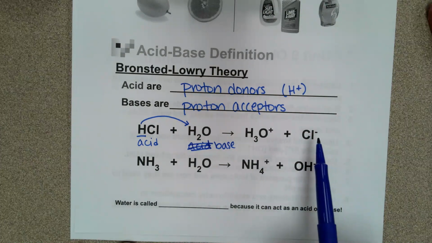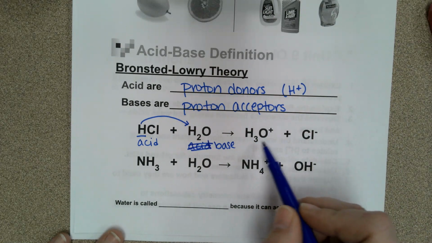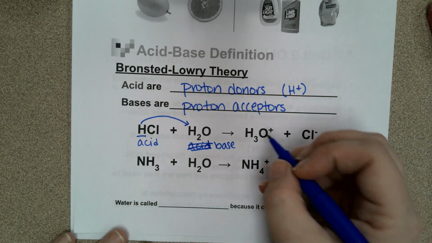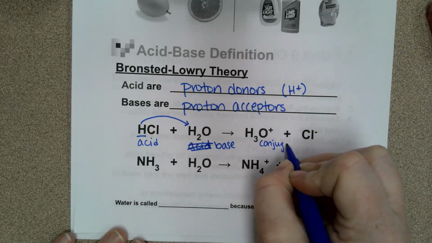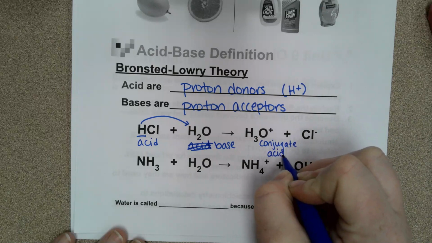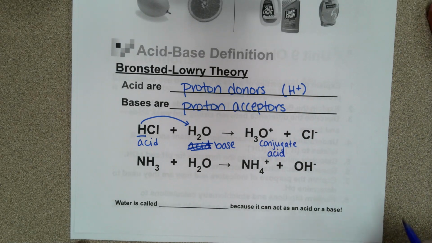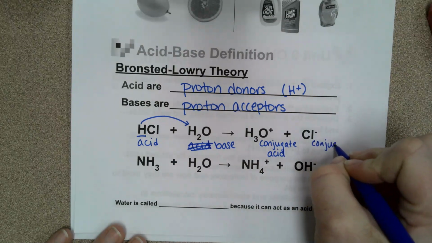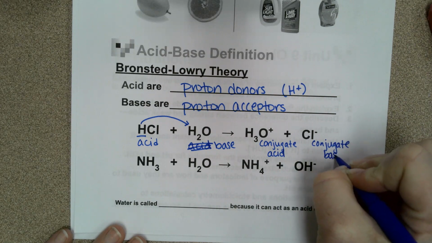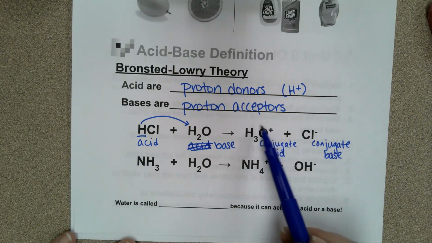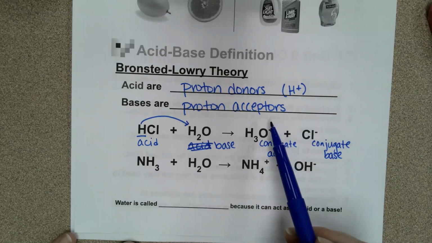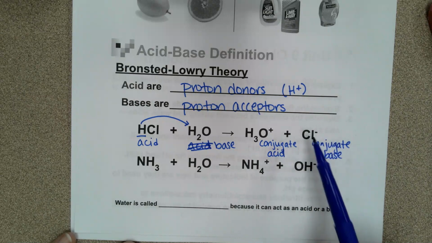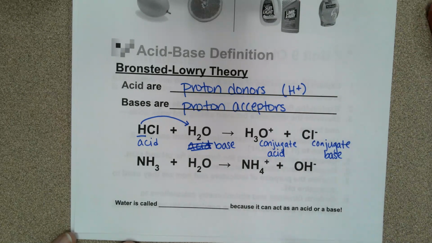On the opposite side of the equation, now we have what was made after the base accepted that proton. This is called the conjugate acid. And then we have what's left over when that proton is gone, and now that is the conjugate base. You can look at it as, if I look at this substance here, this is more willing to donate a proton than accept another proton. And then this substance here is more likely to accept that proton, so that's why it's the base.